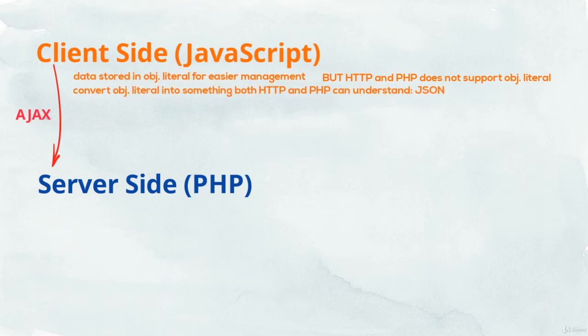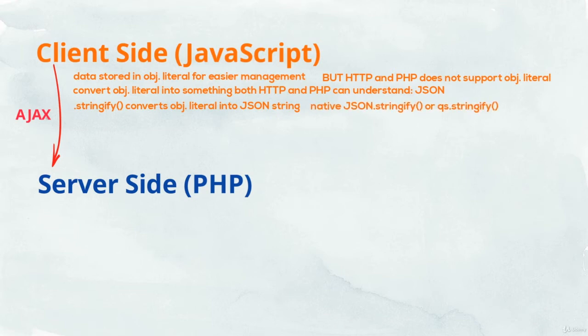We must convert a JS object literal into a JSON string first. The stringify method is what we use to do the conversion. We have two types of stringify method to choose from. The first one is JSON.stringify. It is a native JS method. You can use it directly in your JS program. The second option is QS.stringify. It belongs to the QS package. Before you can use it, you need to install the QS package first. After we have got the JSON string, we can send it to the backend program using AJAX.